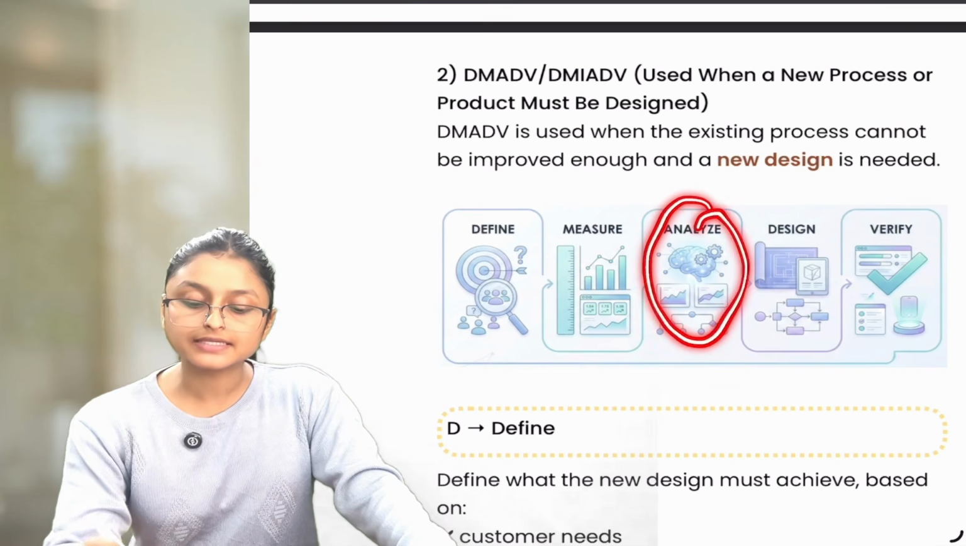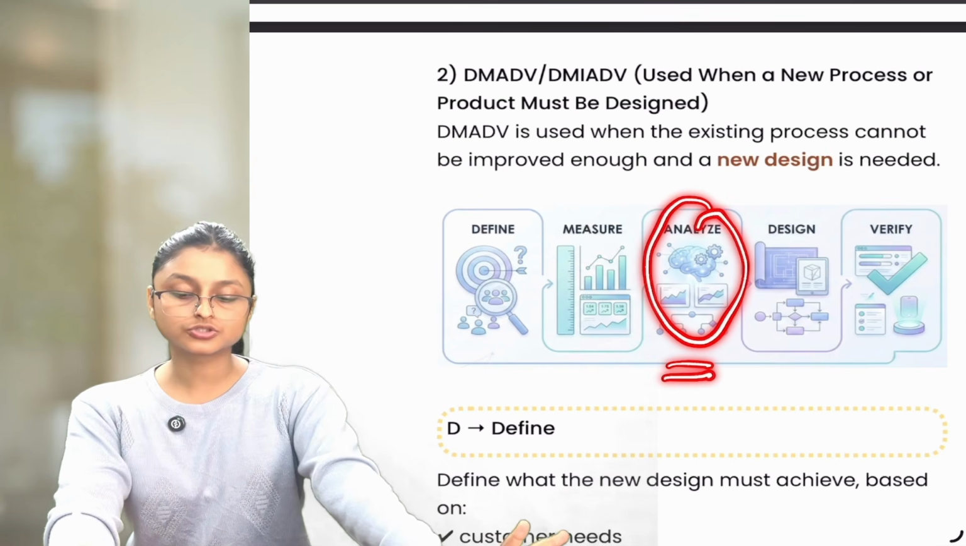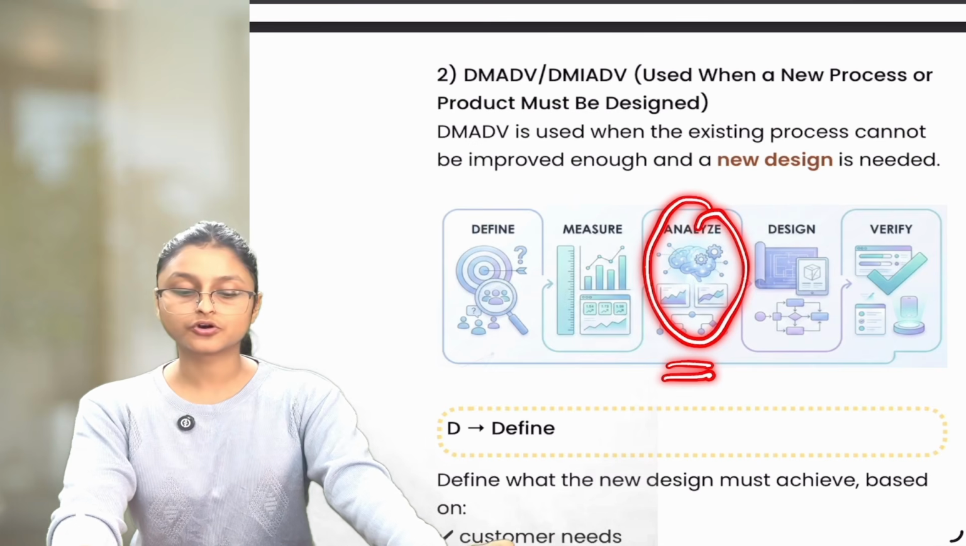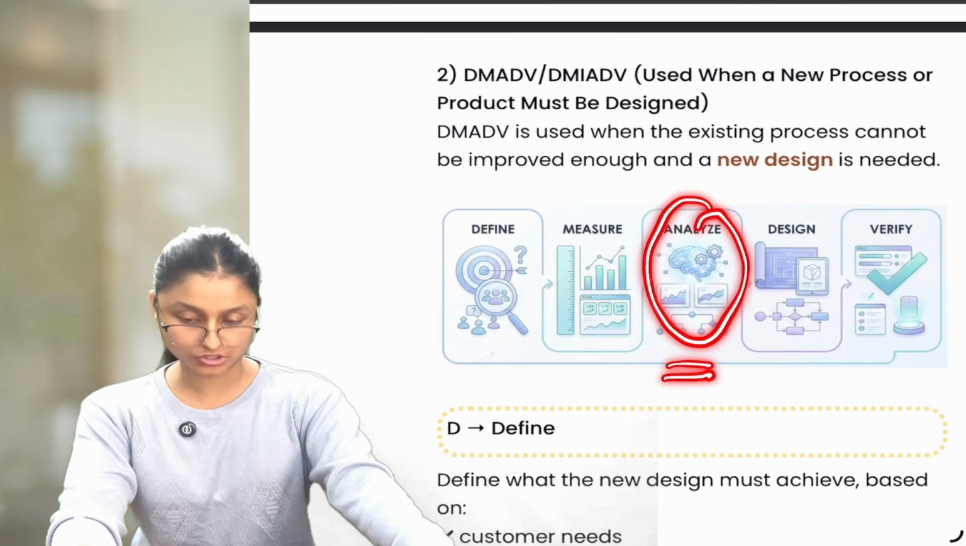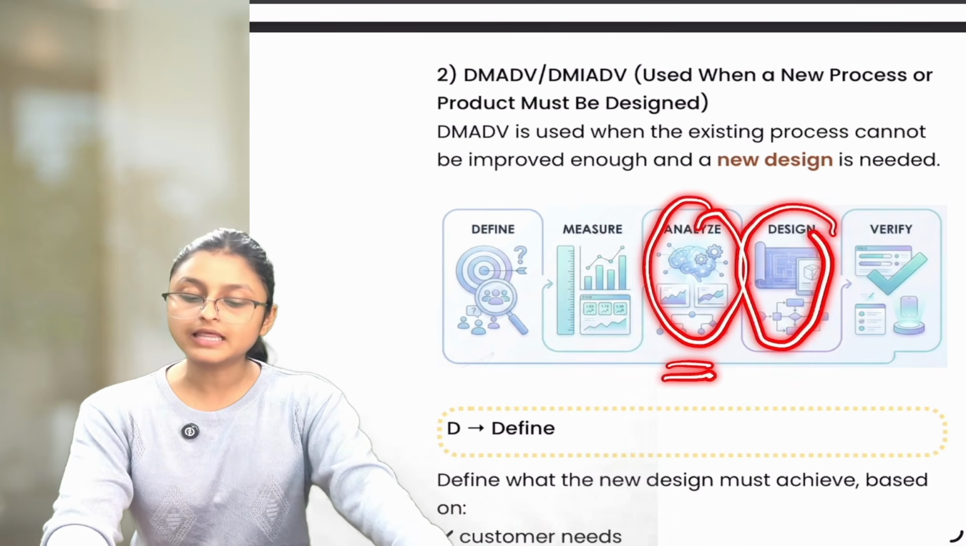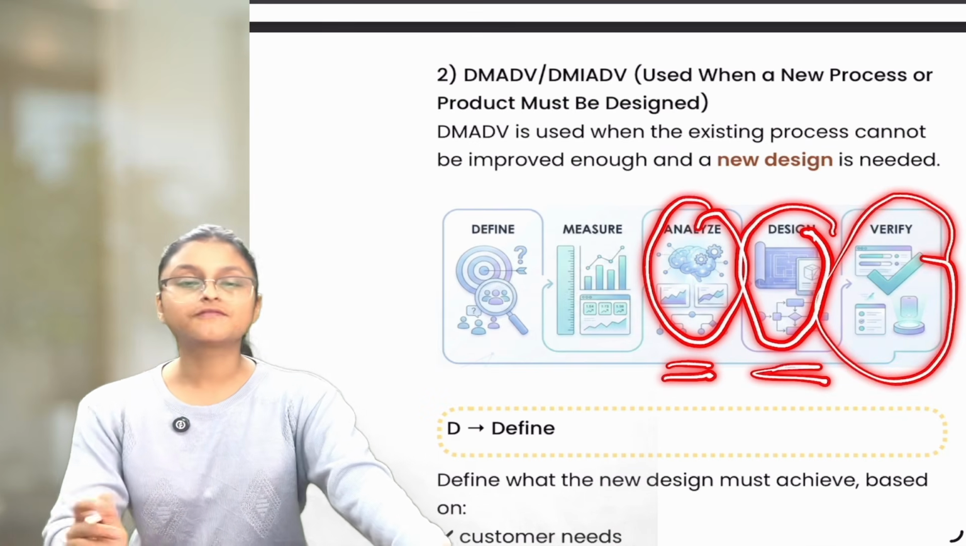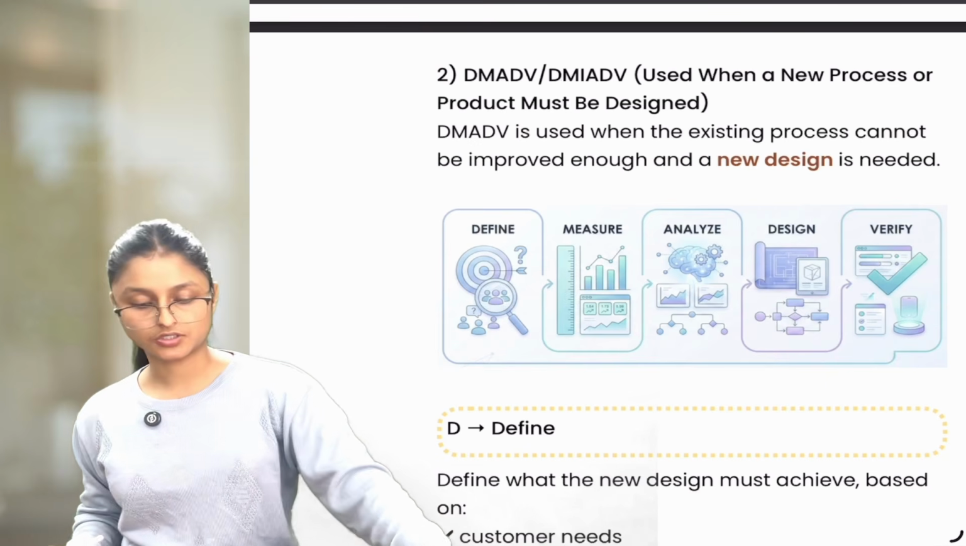Next, you will analyze. That means you will find different solutions and find out the best solution which can achieve your output or which can achieve the efficiency which you want to achieve. And then we will design that process so that it can work in real life, and we will verify whether everything is working properly or not.